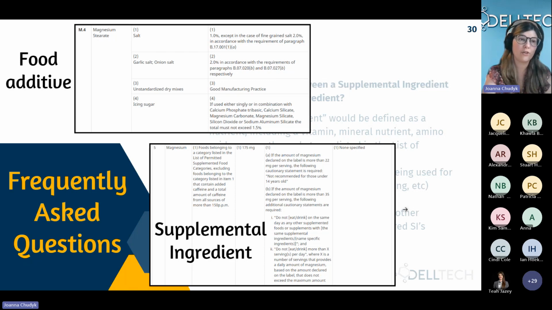However, if you can prove that your ingredient is not meant to exhibit any sort of supplemental ingredient functions and instead is just used for its technical effects, then you can just abide by the food additive requirements that exist. But it's important to note that if you are listing the ingredient as a food additive and not a supplemental ingredient, you cannot make any claims related to the magnesium content for that ingredient. Whereas if you list it as a supplemental ingredient, then you can use those types of magnesium content claims as well.